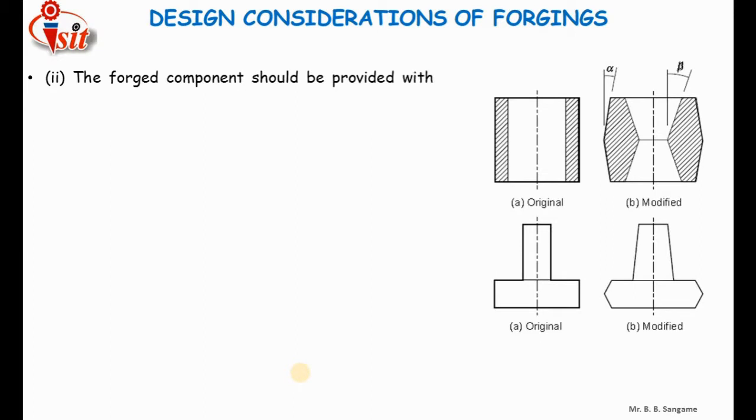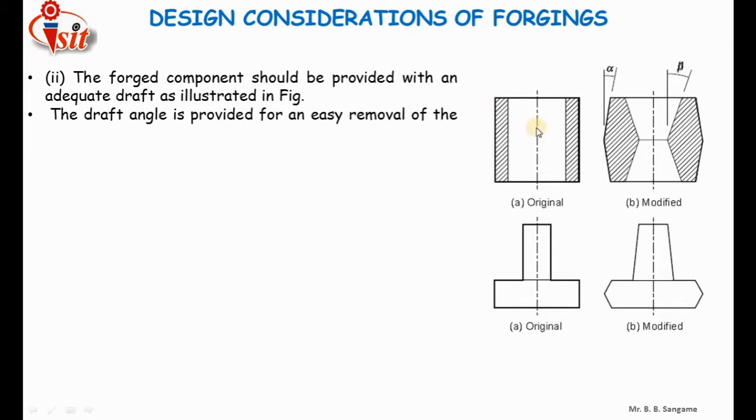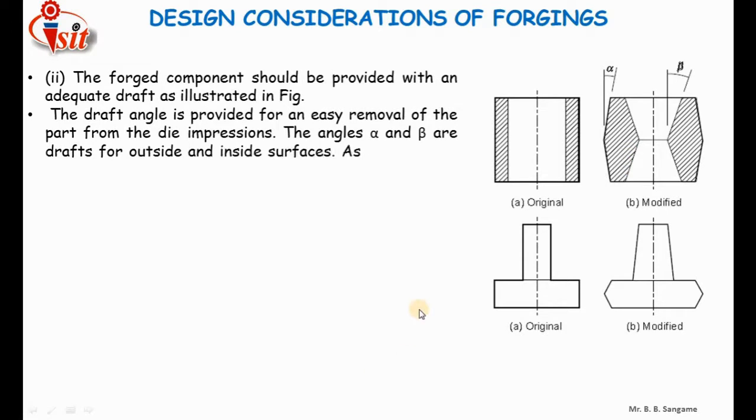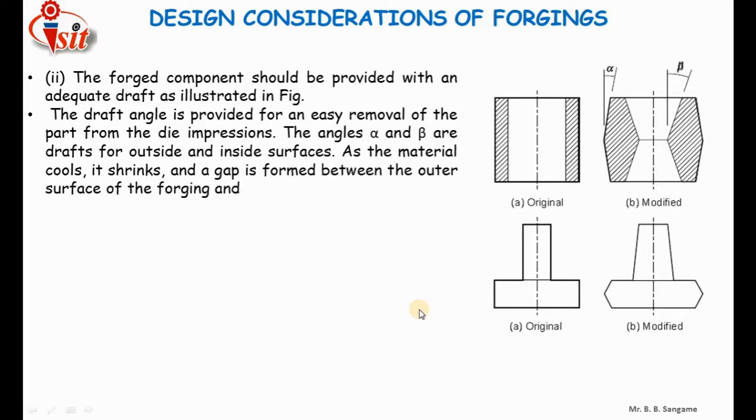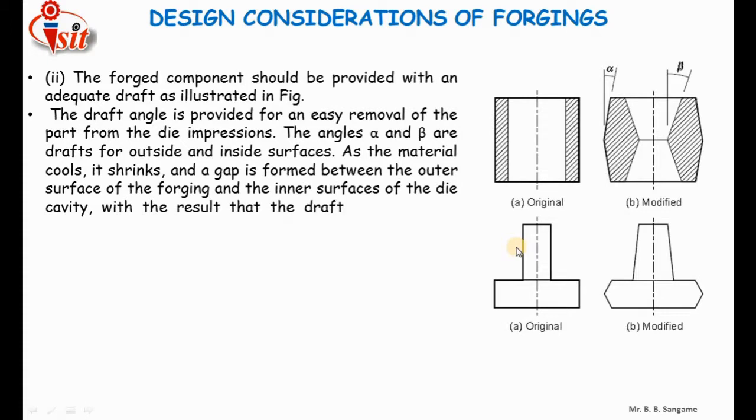The forged component should be provided with an adequate draft. As you can see in the figure, this is the original component and this is the modified one with the provided draft. The draft angle is provided for easy removal of the part from the die impression. The angles alpha and beta are the drafts for outside and inside surfaces.